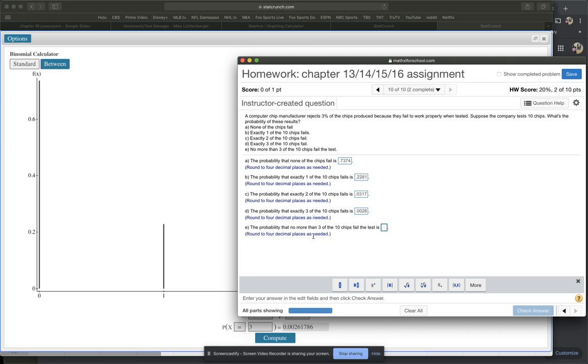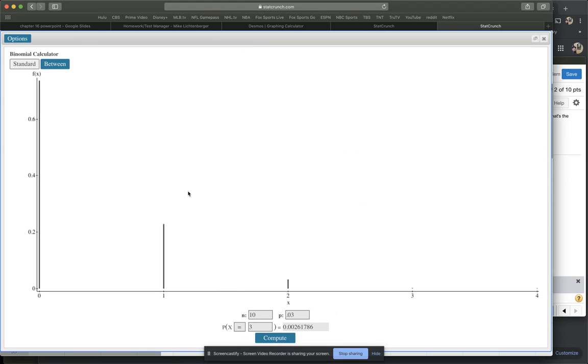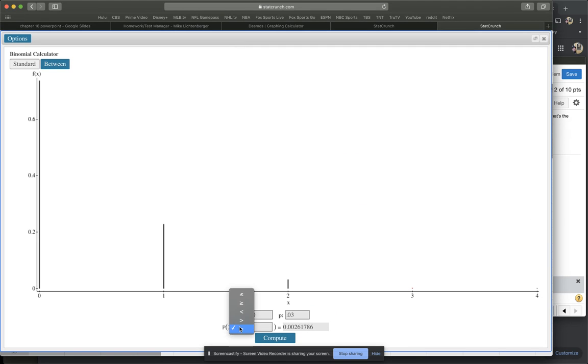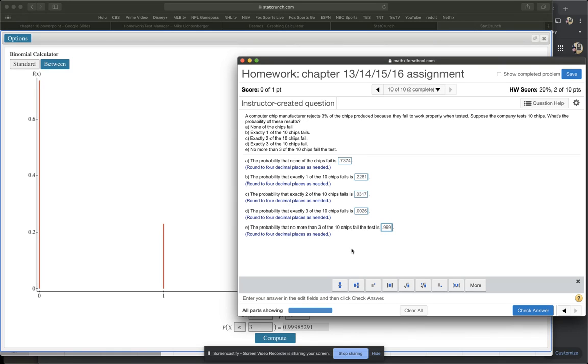Probability that no more than 3 of the 10 chips fail the test. No more than 3, does that mean 3 or more or 3 or less? Well, no more than 3 means 3 or less. So 3 or less means we want less than or equal to 3. So less than or equal to 3, 3 or less. That's going to be 0.9999. So almost 100%.